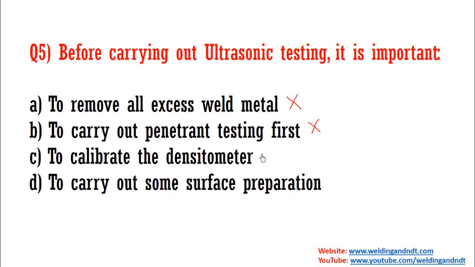Option C, to calibrate the densitometer. See, a densitometer is used to check the density of the radiographic film, but here the question is ultrasonic testing, so this is also not correct. Now the fourth option is to carry out some surface preparation. Yes, this is true. While doing ultrasonic testing you need a probe, and that probe is touched to the surface, hence the surface shall be free from paint and dust and rust, etc., and on that surface some couplant like oil and grease is applied, then the ultrasonic testing is done. Hence option D is the correct answer.